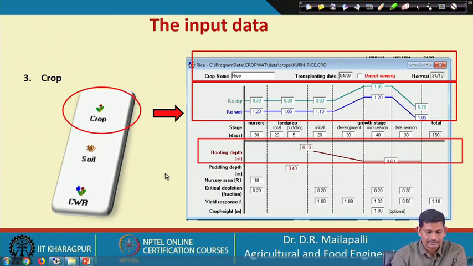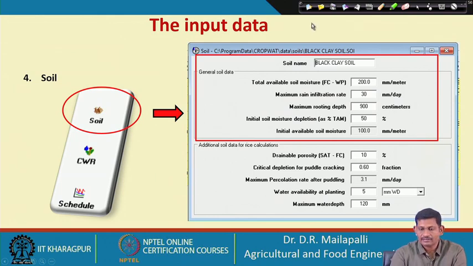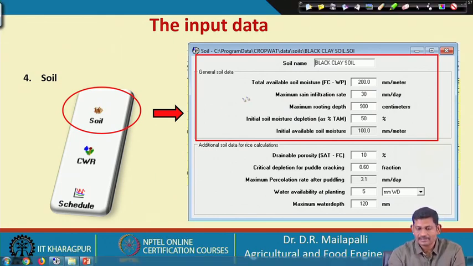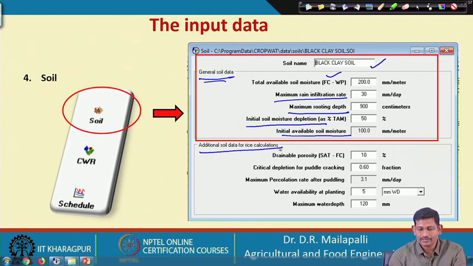And the next, the fourth one, is the soil. Soil input is the soil name and general soil data like FC minus WP, the field capacity minus wilting point, maximum rainfall, rain infiltration rate, maximum root depth, initial soil moisture depletion, initial available moisture. Okay. And you can also have some additional data exclusively for rice if you are choosing rice.